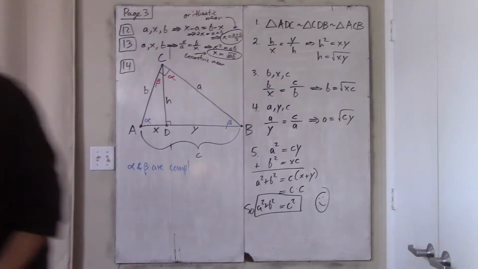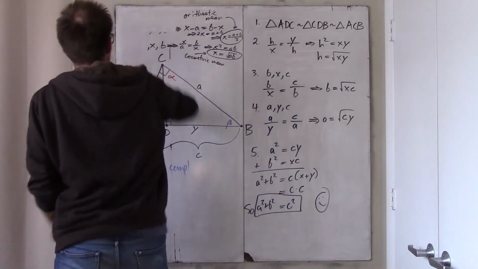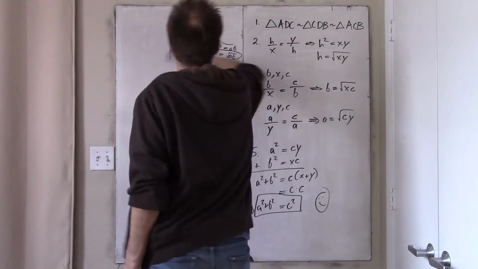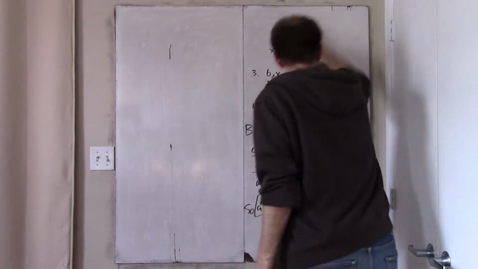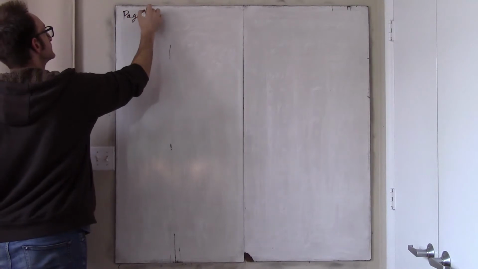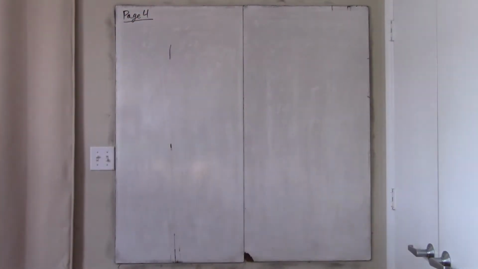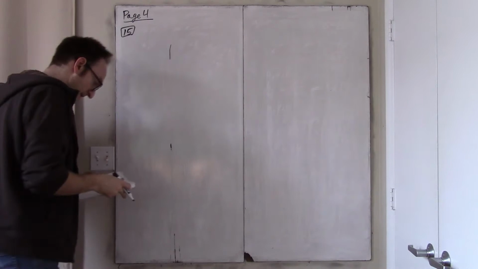Okay, good. That was page 3. Let's keep on going here. Let's go to page 4. Well, on page 4 we have some problems that require you to do some kind of independent thinking.